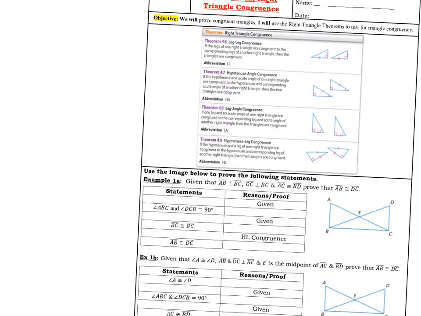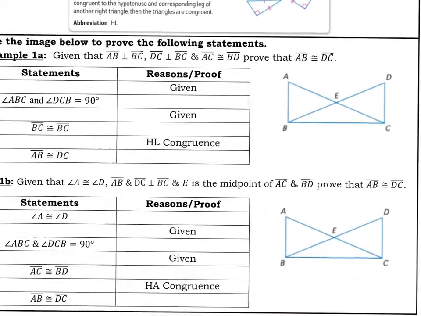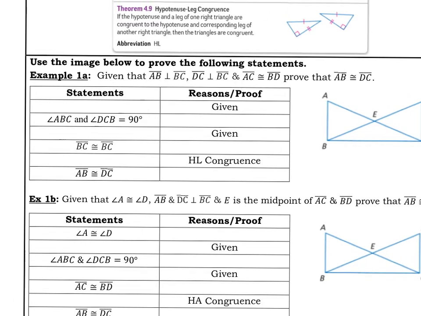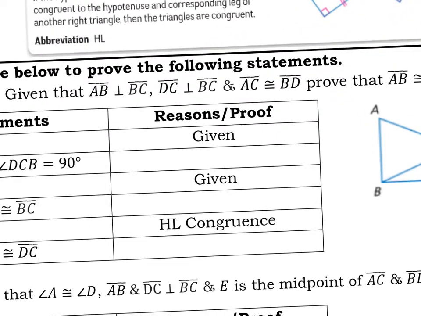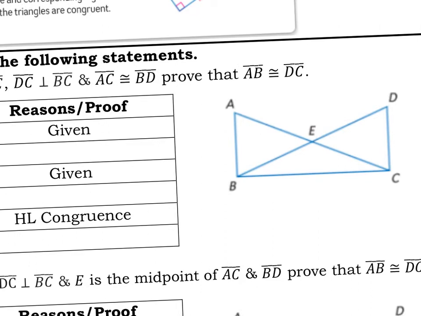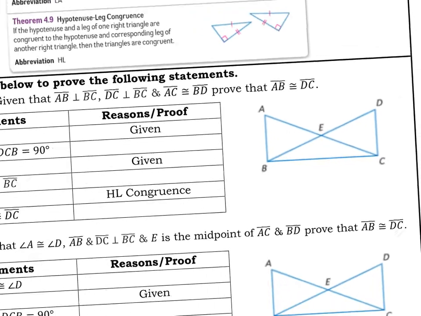Okay, so it's the same image, but I'm just going to use that same image to kind of prove each property. So example 1a says, given that AB is perpendicular to BC and DC is perpendicular to BC and AC is congruent to BD, prove that AB is congruent to DC. Okay, so there's a lot to take in on that, and there's a lot given.